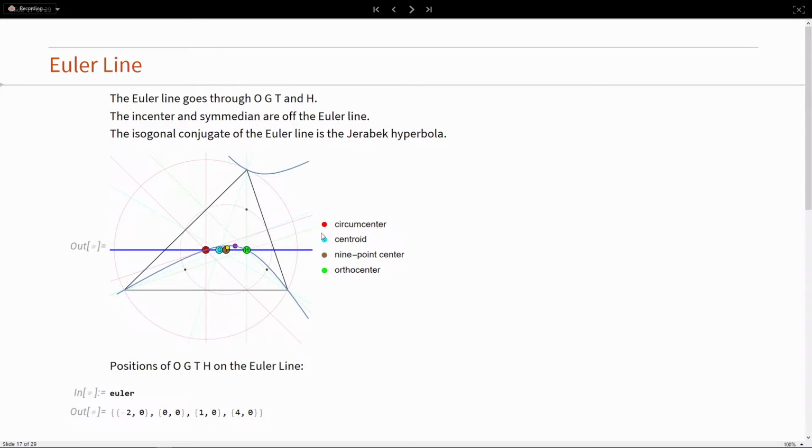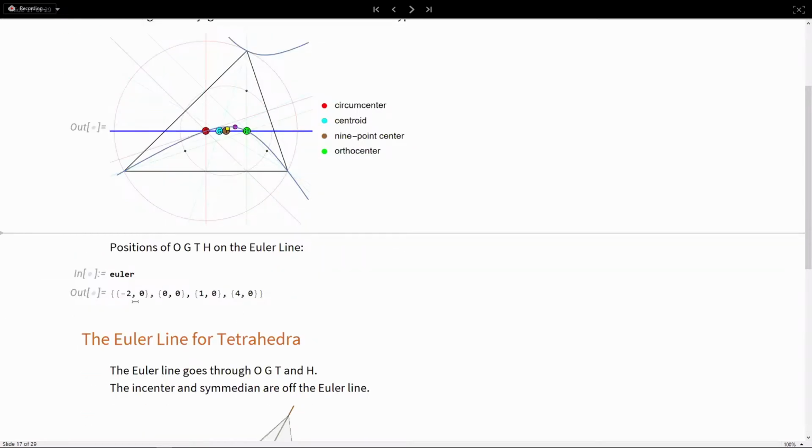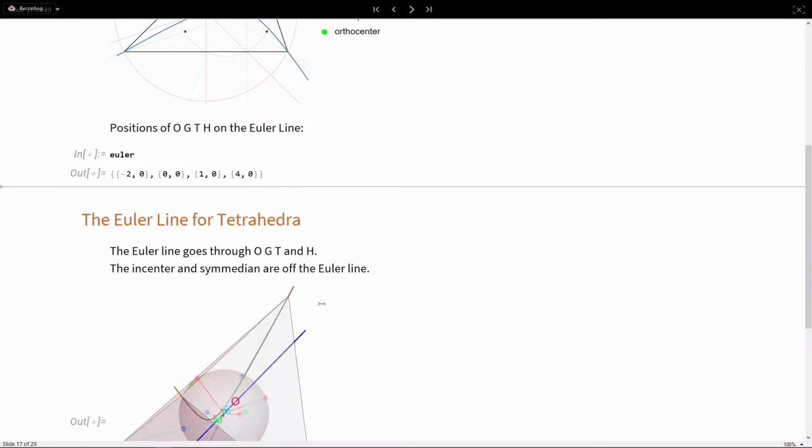The Euler line goes through the Circumcenter, Centroid, 9-point center, and Orthocenter. And the isogonal conjugate of the Euler line is the Jerabek hyperbola. These have these positions in relationship to each other, and you can basically skew this line. This point to here is half the distance from this point to here. It's always this -2, 1, -2, 0, 1, 4 relationship.